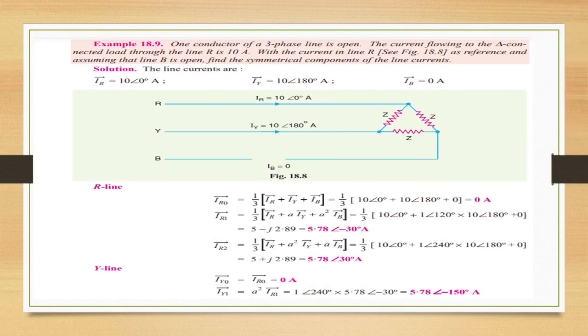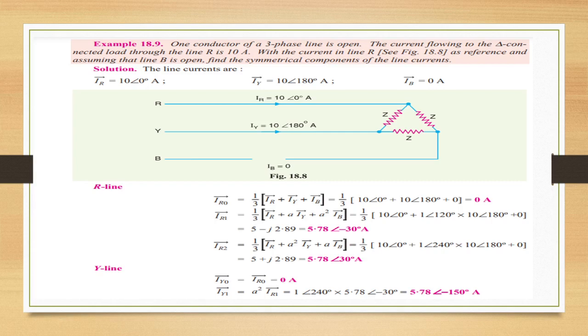Next numerical. When a conductor of a three-phase line is open, current flowing to the delta connected load through the line R is 10 amperes. With the current in line R as reference and assuming that line B is open, find the symmetrical components of line currents. So for R, Y and B lines, we are calculating the symmetrical components.